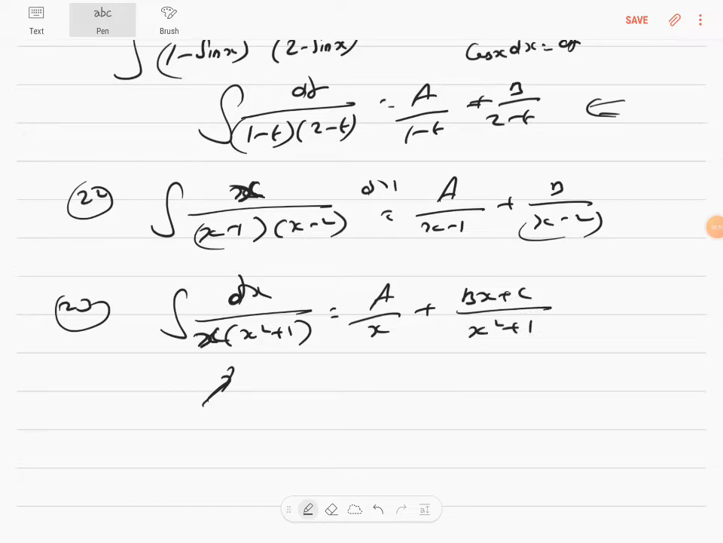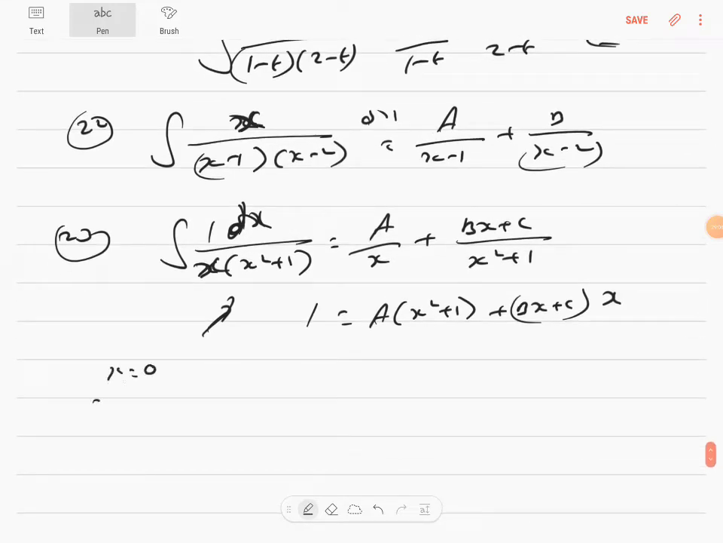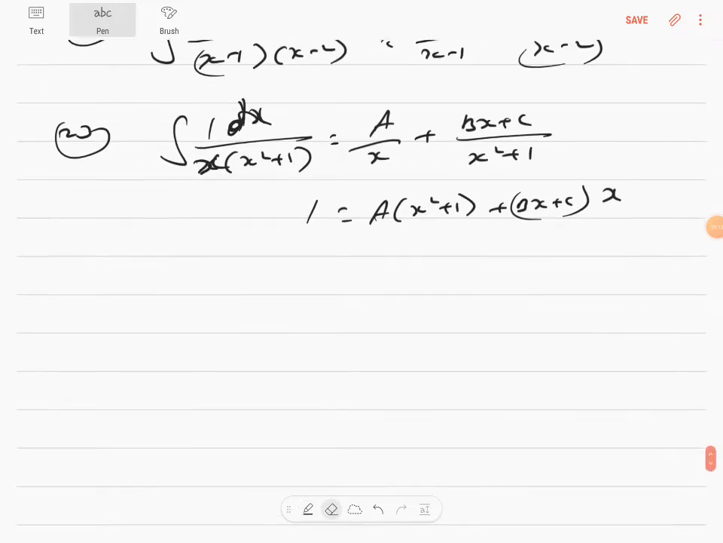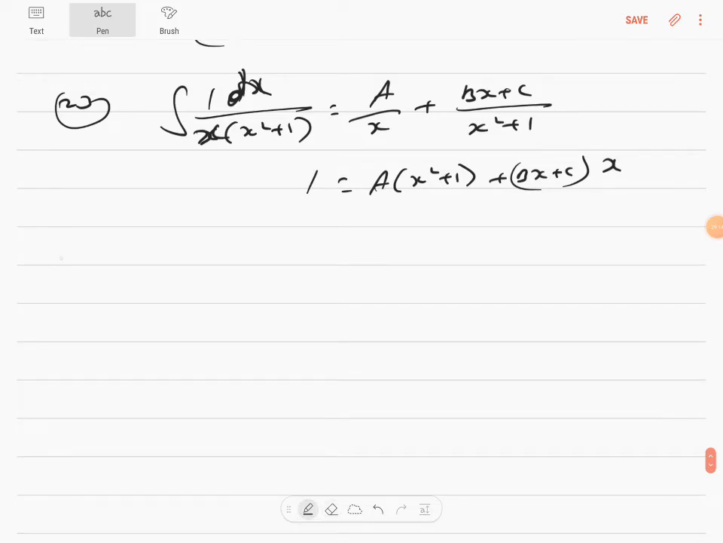So this is the format, and when you take the LCM, a into (x square plus 1) plus (bx plus c) into x is equal to 1. This is just 1 dx. So equate it to 1, substitute x as 0, x as 1 and so on, find what a, b, c are, and then substitute them back here. These are the forms.